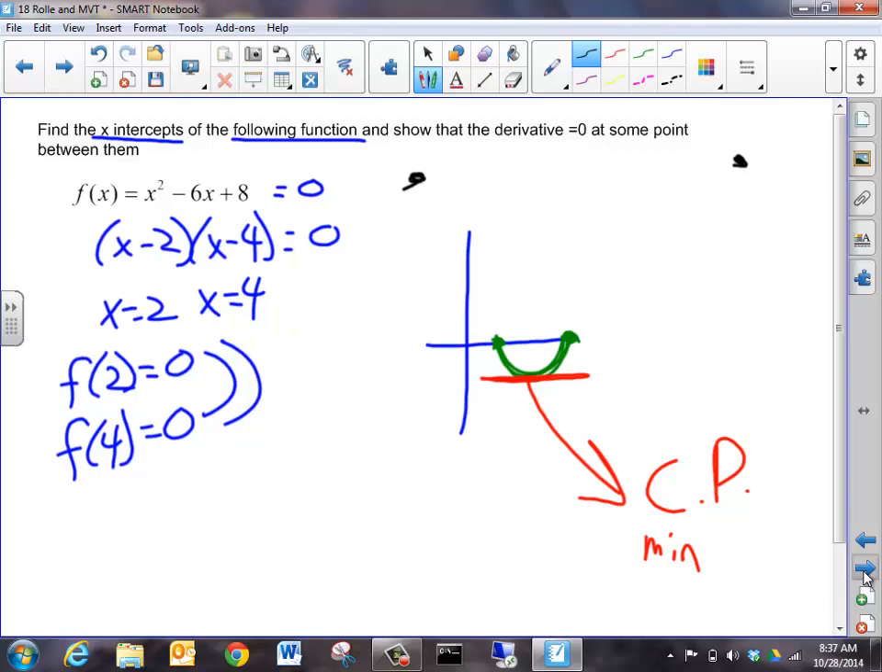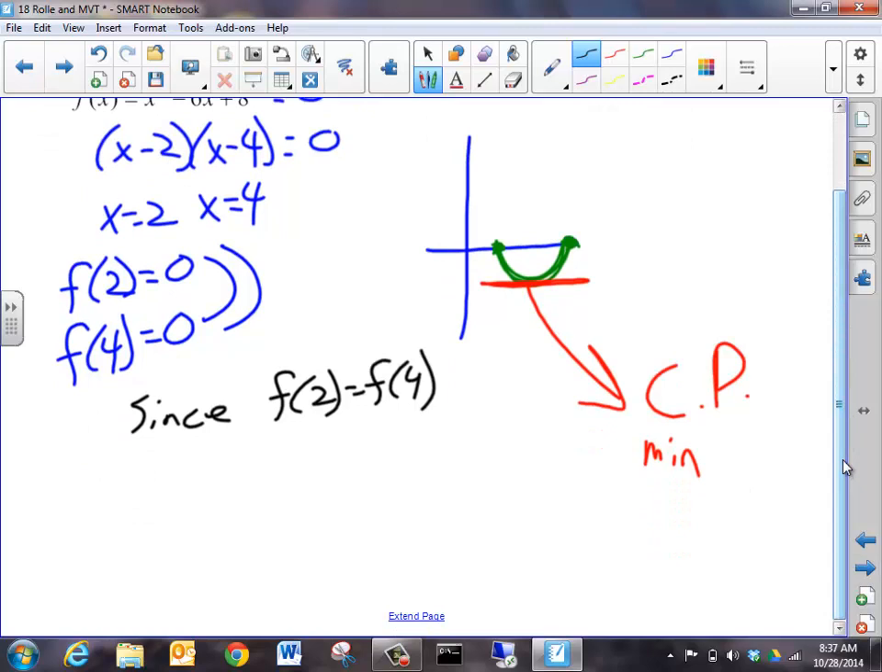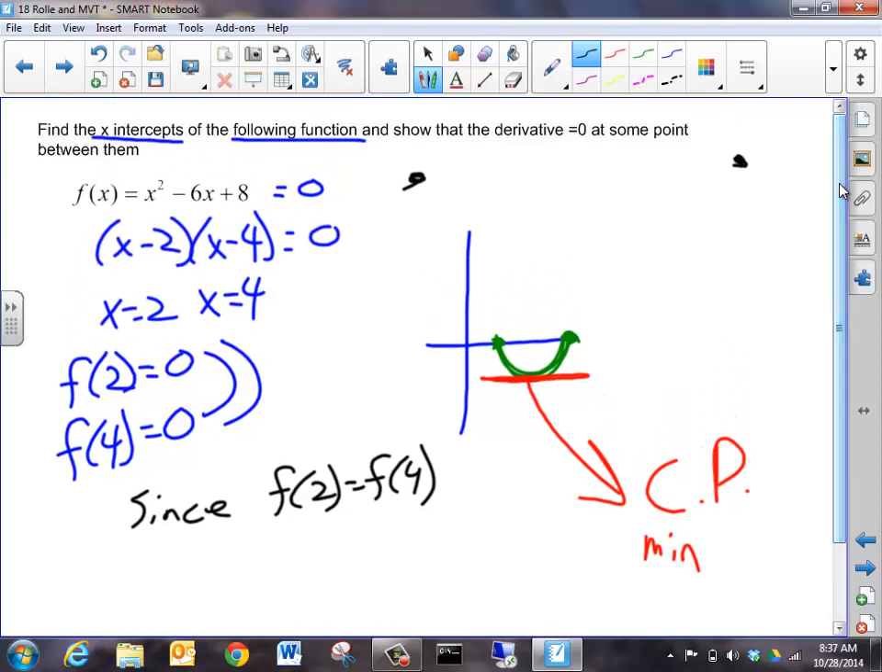Because they have the same y-axis value, f of 2 minus f of 4 equals 0. And b over 2 minus 4 is negative 2, so it ends up just being 0. That's our average. We know that the average of these would be 0, therefore the derivative has to be 0. How can we write that up? This is one of those things you need to know how to do. It says show that the derivative equals 0.